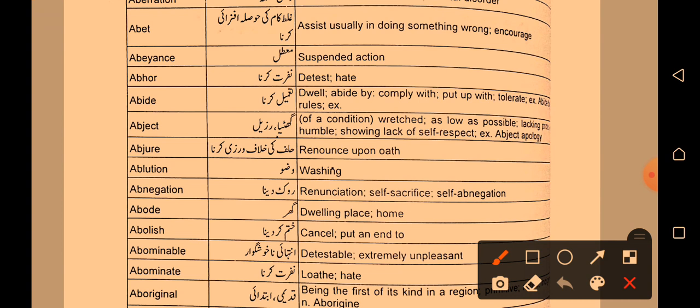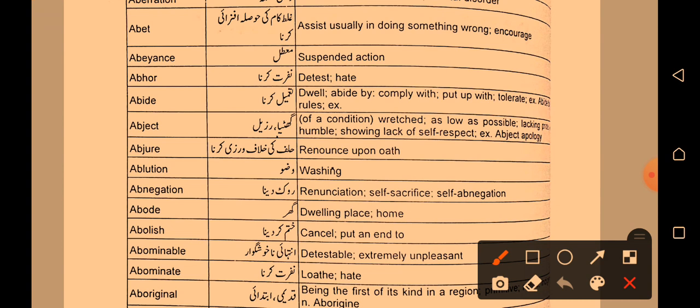Another word we have is abject. Abject means something wretched, or we can say lowly. It also means a lack of self-respect, and in that condition we can say abject. Abject problems are a common problem in every society. In that condition we can use abject.